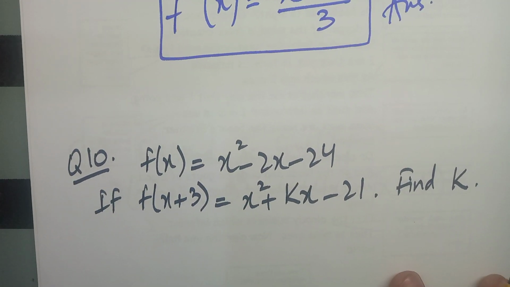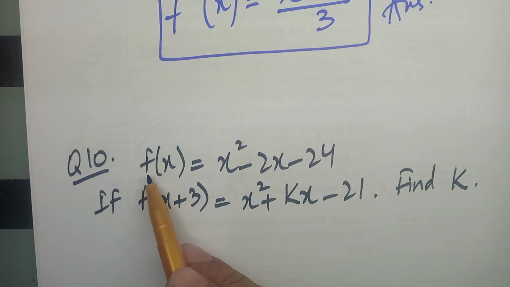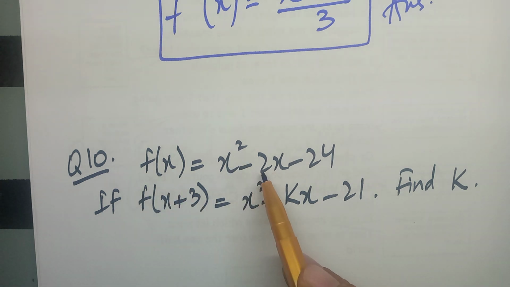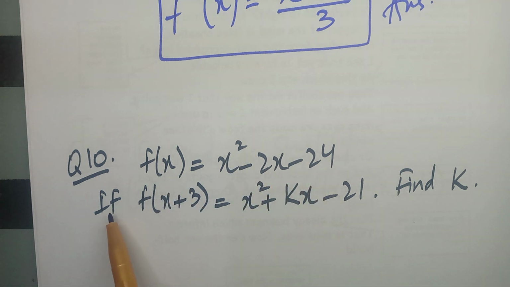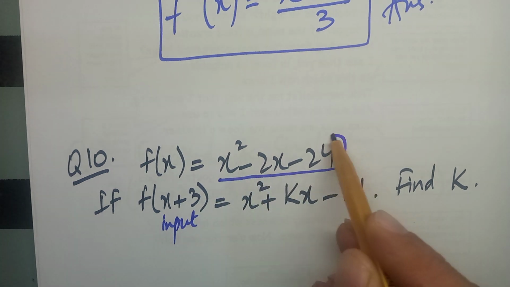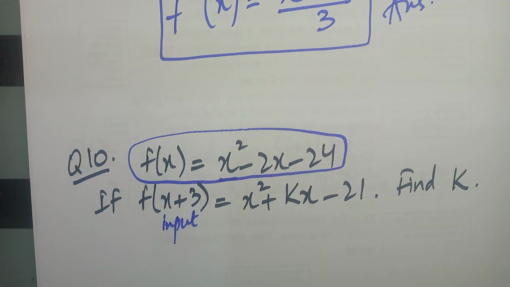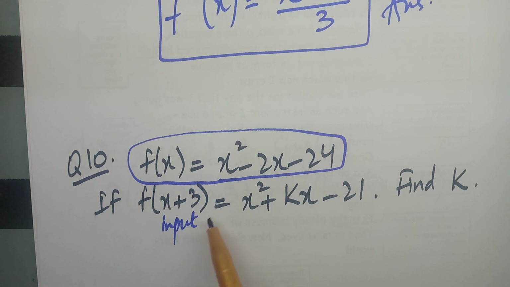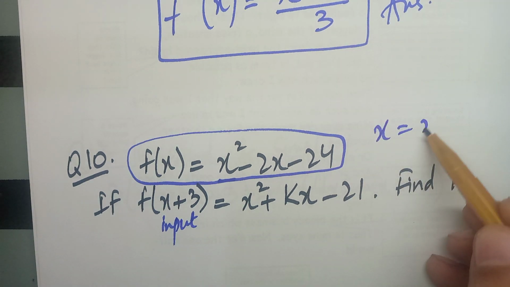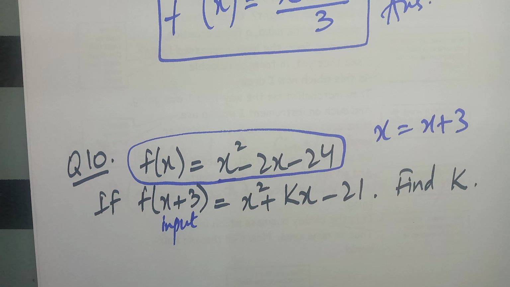Okay, my next question is related to the same topic, functions. We know that f of x equals x square minus 2x minus 24. If f of x plus 3, so this is the input of my given function. First of all we need to give the input x plus 3 to the same function. We need to replace x with x plus 3.